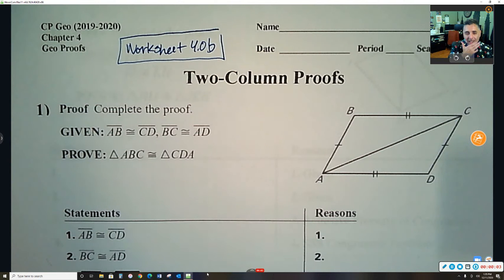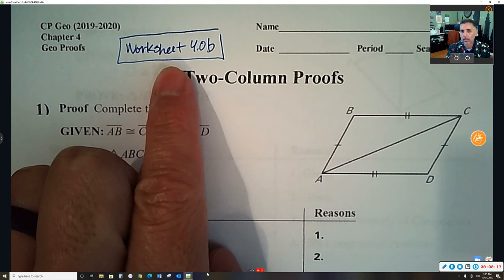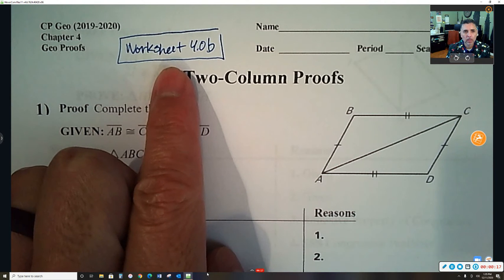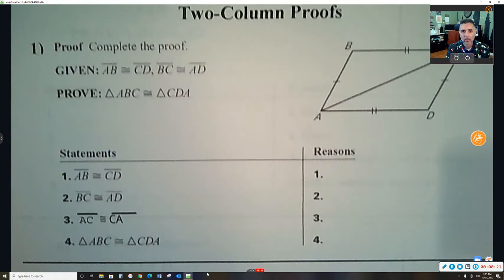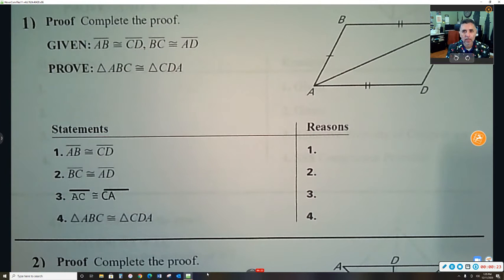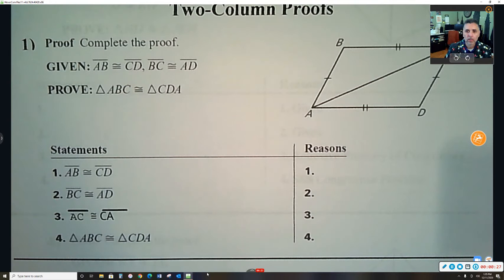Okay, so I'm going to make this video for today's assignment. And again, just put this on your piece of paper if you're doing it on a separate sheet of paper. Okay, it's 4.0b. And then also put your first and last name on there. And then what we're doing here is we're writing proofs. Okay, we're completing proofs.